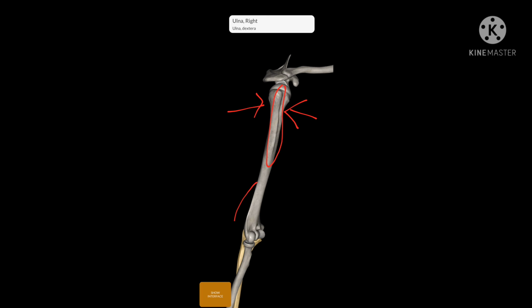And see laterally, this is called the supracondylar ridge. Why is it called the supracondylar ridge? Because it is above the lateral epicondyle of the humerus in the distal end.